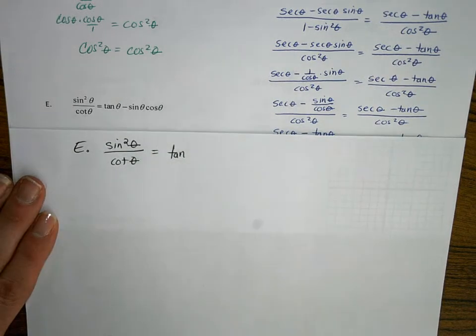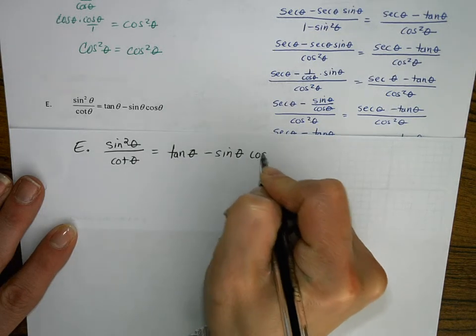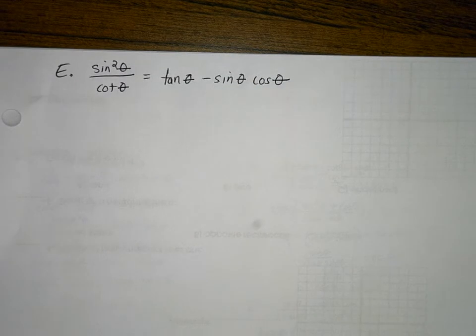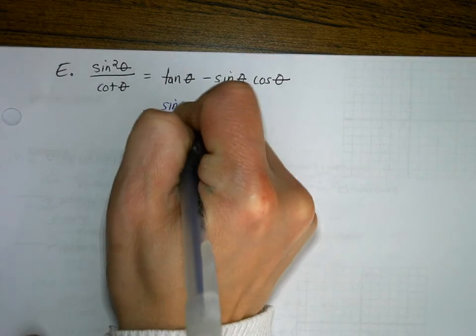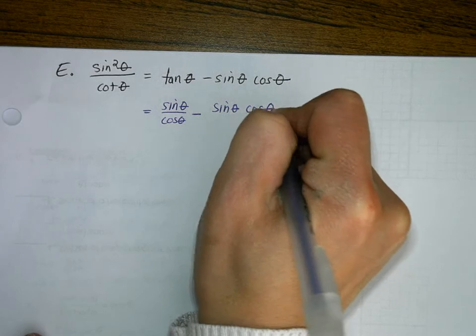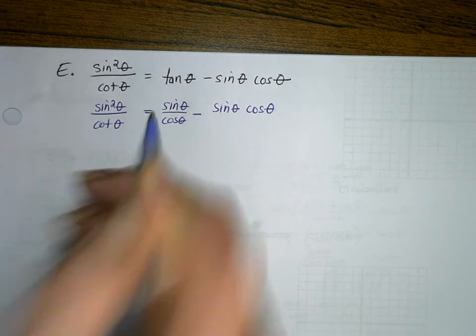Sine squared of theta over cotangent of theta is equal to tangent of theta minus the sine of theta cosine of theta. All right, so let's give it a try here. If we are working on that right-hand side, if we think the right-hand side looks uglier, what is the first thing we're thinking we should do? Okay, tangent equals sine over cosine. I can live with that. So sine of theta over cosine of theta minus sine of theta cosine theta, and is equal, I'm bringing that left side down, sine squared of theta over cotangent of theta.